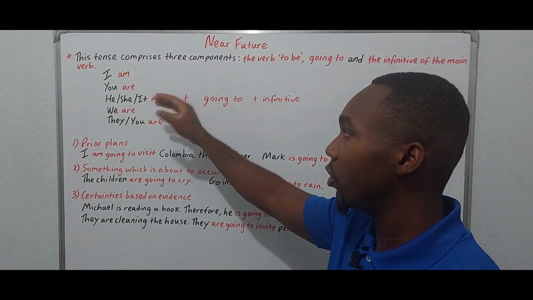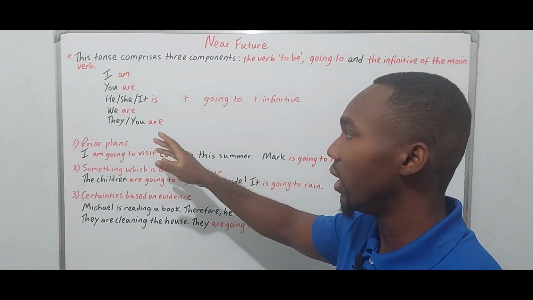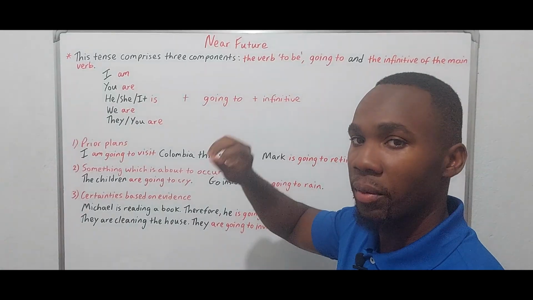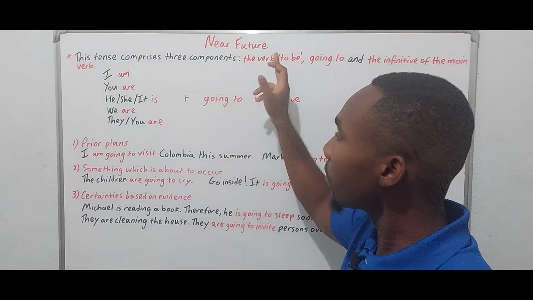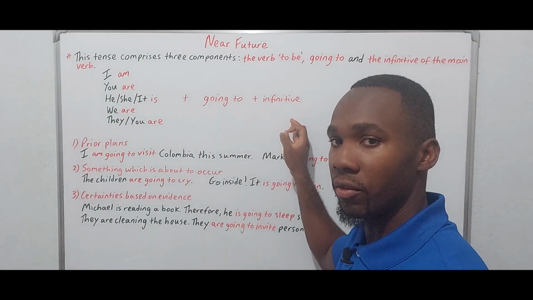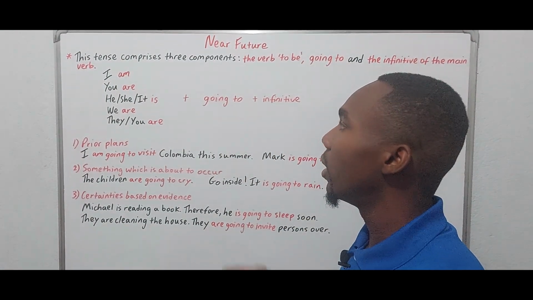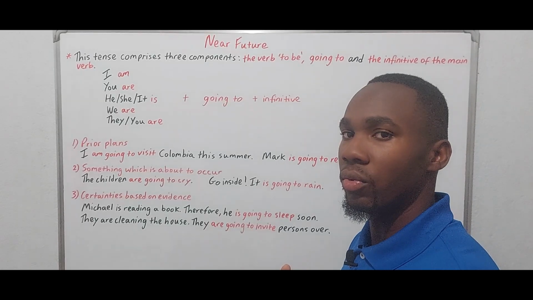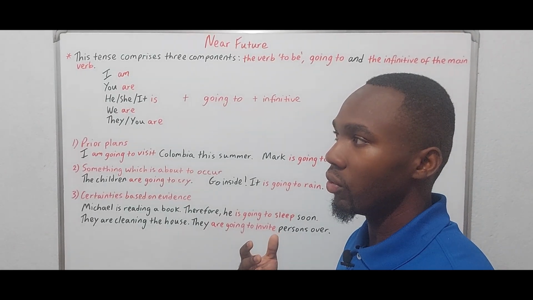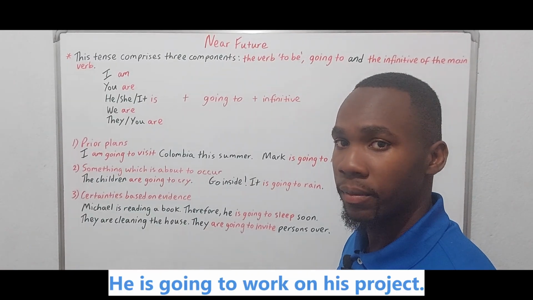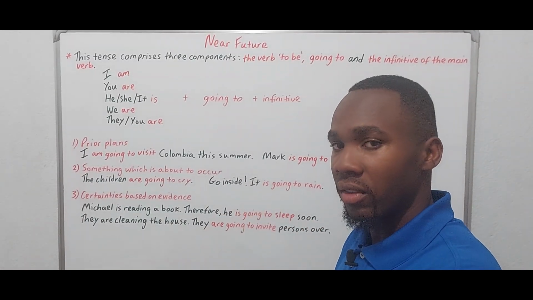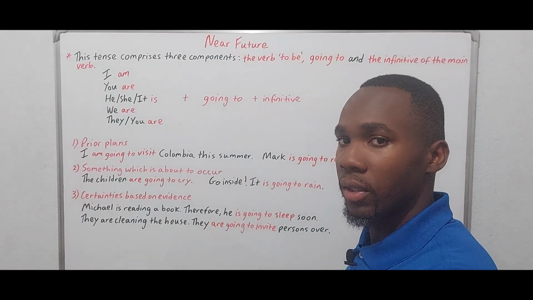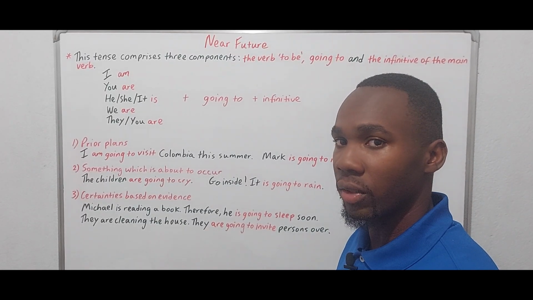So, I am, you are, he, she, it is, we are, they are, you are, okay? That would be the present simple conjugation of the verb to be. Then we have going to, and then the infinitive of the verb. For example, I am going to sing. He is going to work on his project. So the present simple of the verb to be, going to, and then the infinitive of the verb. That is the structure.